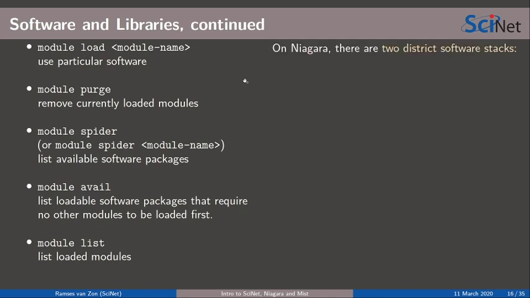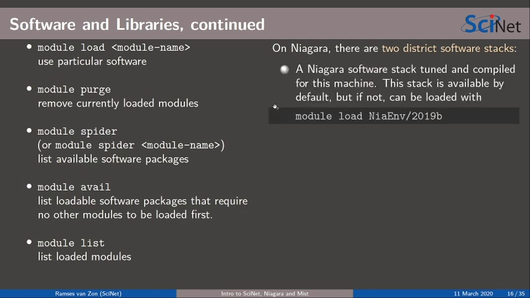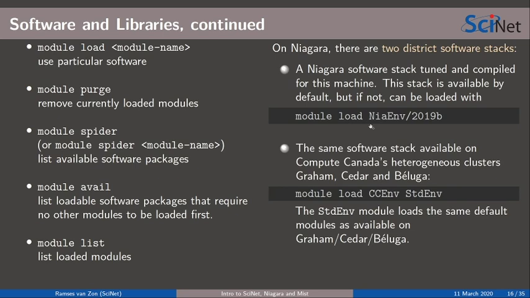So to make things slightly more complex, there's not just one tree. There's actually a bunch of trees. There's a forest. Two main branches. One is the original software stack on Niagara. We compiled it. We made sure it's optimized for this system. And that's the one that you have by default. It's called NiaEnv. We're building NiaEnv 2020 right now. But NiaEnv 2019b is probably your best bet. So you can load that.